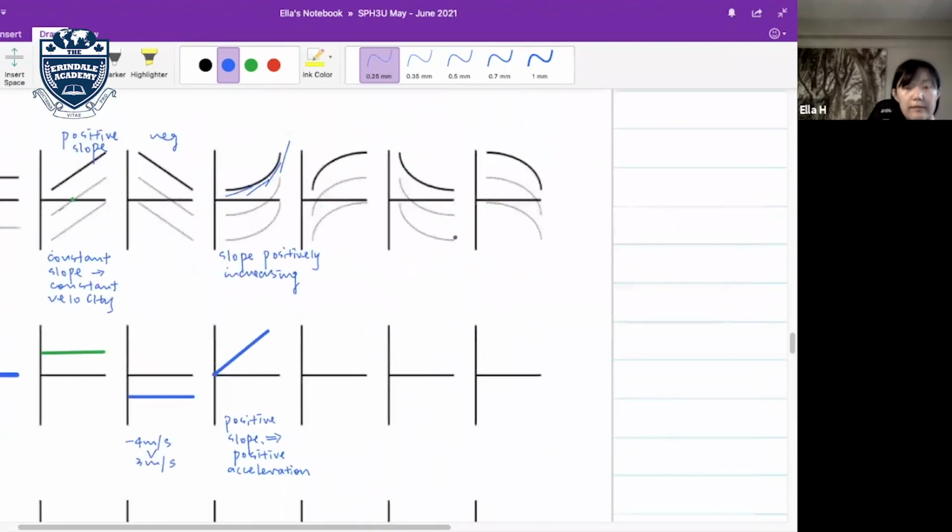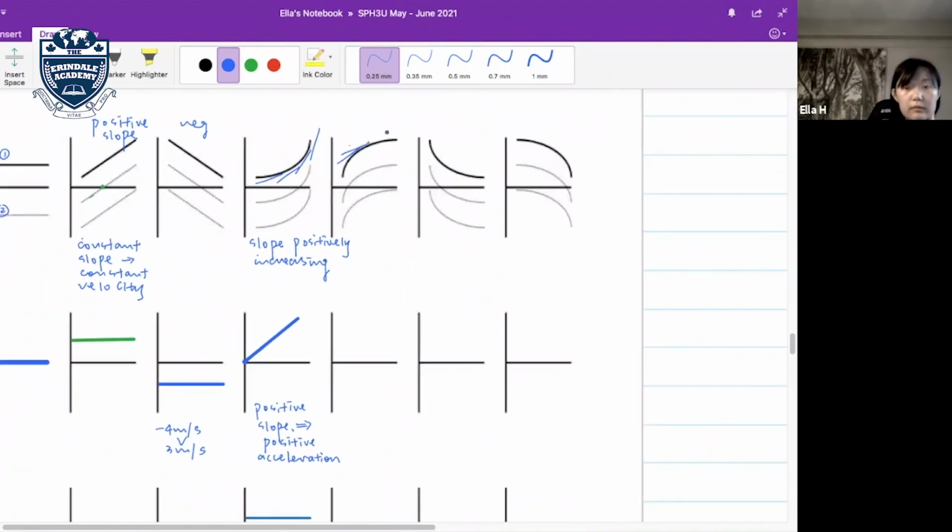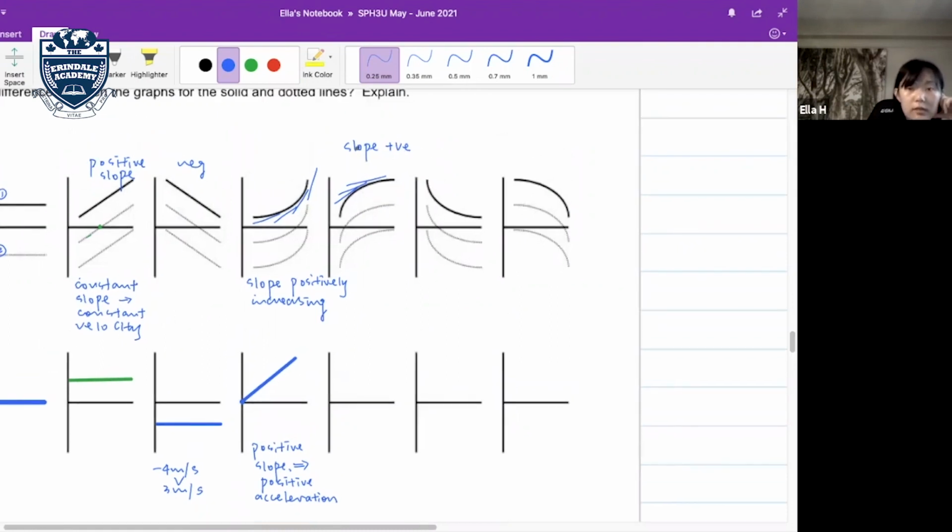Let's look at this one. Okay, I'm gonna show you one more and you can try the rest of 2. Slope. I have slope being negative this time. Oh, sorry, it's still positive. Still positive, sorry. This one is still positive. So slope positive, but decreasing. So let me put positive slope decreases.